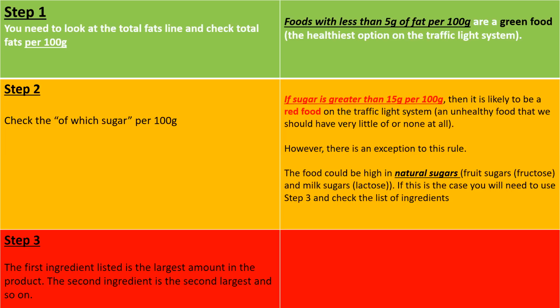And the third step would be that you check the first 3 items in the list of ingredients. So when you're looking at what that food has in it, the first 3 ingredients are what it is highest in. So if it's high in fat, sugar, and salt, you immediately know that that's not a good option, and you can find an alternative which will be better for you.